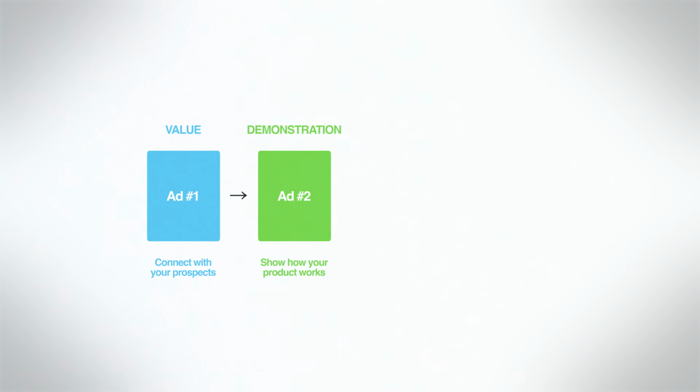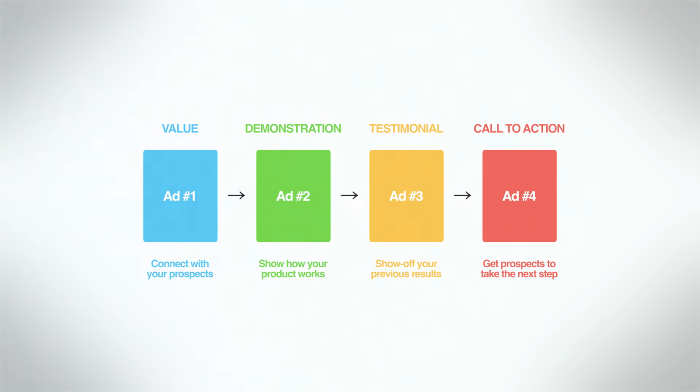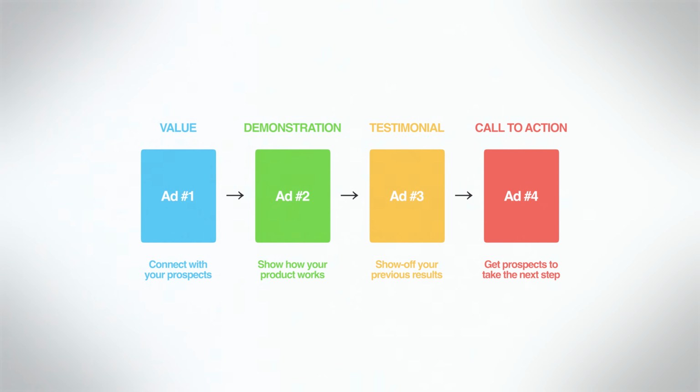So for example, you might want to start by putting a value-based ad in front of people to deliver value and start to build that relationship. And then follow that up with a demonstration ad to show how your product or service works. Then after that, a testimonial-based ad, previous customers, clients of yours that have gotten great results or really enjoyed buying your stuff, you could use that. And then follow that up with a more call to action-based ad to get the people that you want to take an action to either become a lead, buy the thing, whatever it is that you want them to do, right?